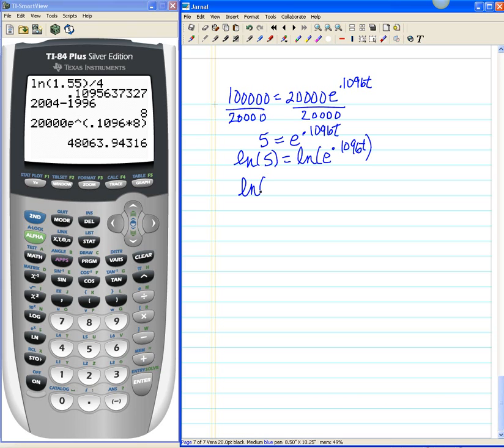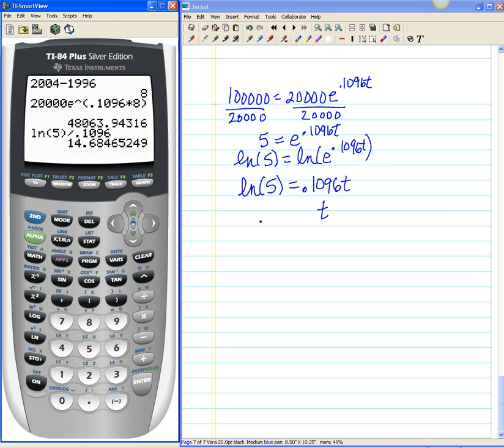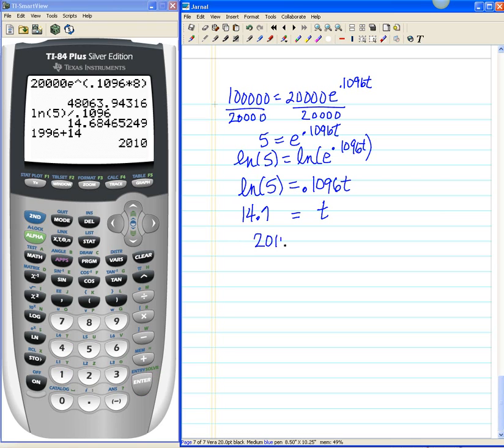So that you get the natural log of 5 is equal to 0.1096 t. So then divide both sides by 0.1096. So the natural log of 5 divided by 0.1096 is roughly 14.7. So in 14 years after 1996, which is the year 2010.